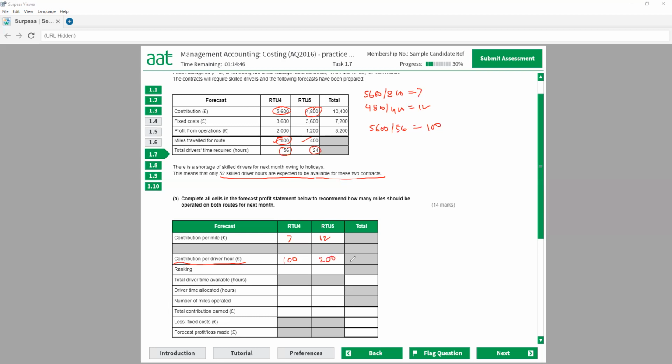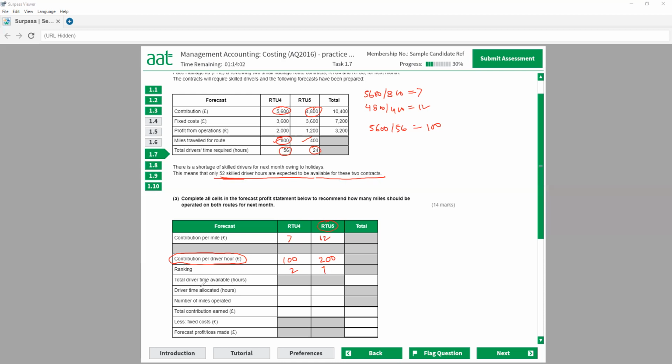Now we'll look at the contribution per driver hour. Do not look at the contribution per mile, because mile is not the limiting factor. The limiting factor, or the shortage here, is the hours. So that's why we have to look at the hours. Based on the hours, you can see RT5 gives me more contribution because it gives me 200 per hour, but RT4 gives me only 100 per hour. So you're not going to go for the 100, we'll go for the 200 first. So I'll say ranking 1 and ranking 2. That means I'm going to drive all the contract for RT5 first, and if I have any hour left, then I'll go for the RT4.